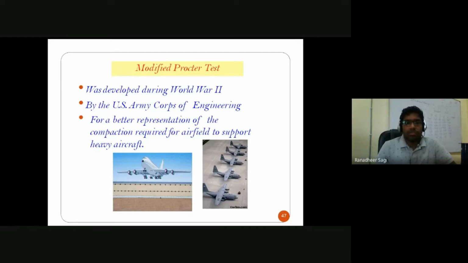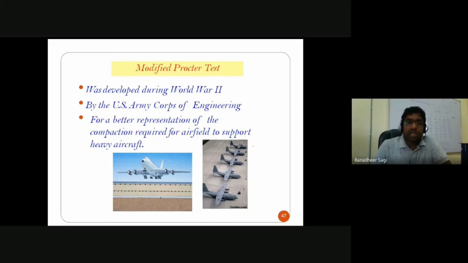So in the last class, we were talking about compaction, and during the discussion we started talking about the different lab tests and field tests by which you can carry out compaction. Then we started introducing the different lab tests by which we can determine the maximum dry density that we can achieve for the corresponding optimum moisture content.